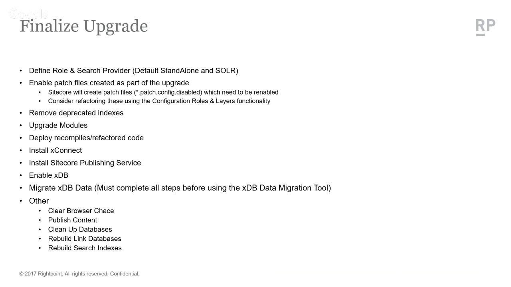And then once all that's done, you're getting into some infrastructure related changes as well. So you're going to need to install XConnect. You're going to need to install the publishing service if you're going to use that, and re-enable XDB. And then the very last step you're going to do is actually migrate the XDB content. And this is a time consuming process and task if you have large amounts of data stored in a large MongoDB or collection.